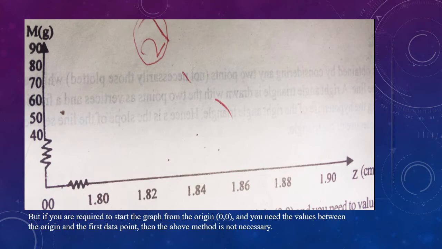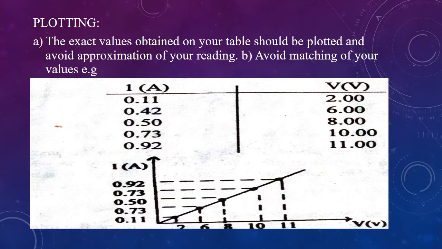But if you are required to start from 0 and you need the values between the origin and the first data, then the above methods are not necessary. If you are expected to start your graph from 0 and you need the values from 0 to your first value, it means the step above is not necessary. But when the numbers between 0 and your first data are far apart, you can make use of the method stated. Plottings.